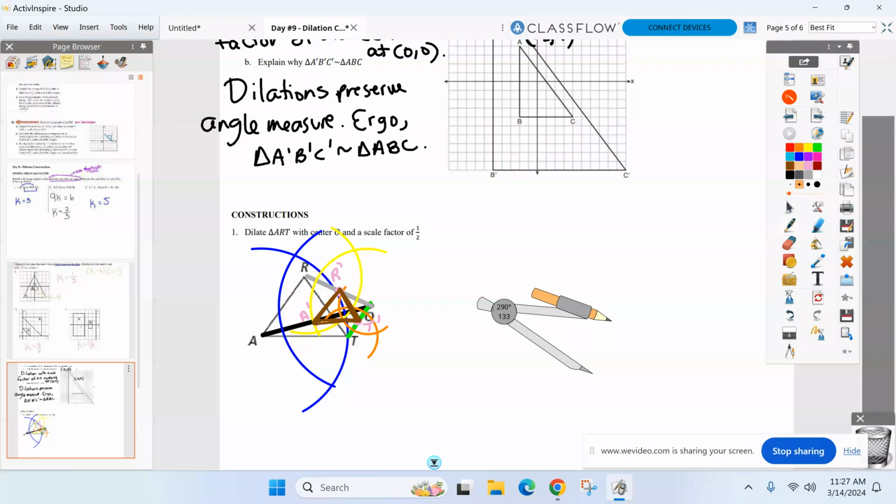Hopefully you do have a triangle that is smaller than the original and getting closer to O.